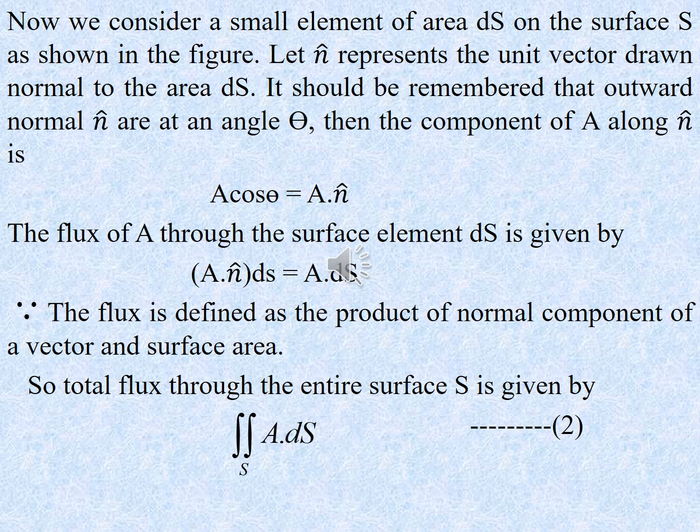Now, we consider a small element of area ds on the surface S. Let n cap be the unit vector drawn normal to the area ds. Next, the normal n cap makes an angle theta, so this can be written as A cos theta is equal to A dot n cap. The flux of A bar through the surface element ds is given by A dot n cap ds, which is equal to A dot ds. So the total flux through the entire surface is given by double integral S A dot ds, that is equation 2.